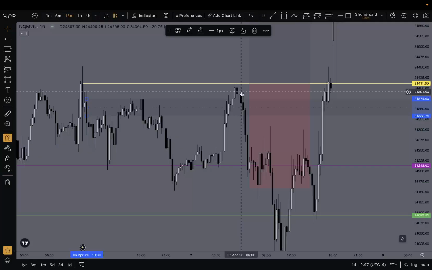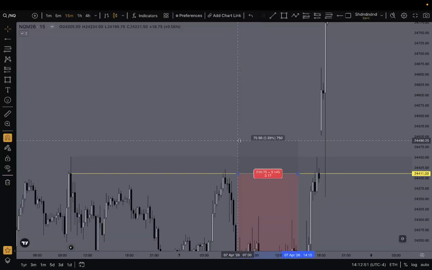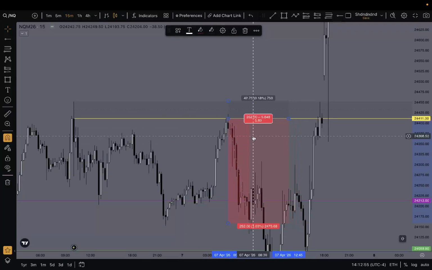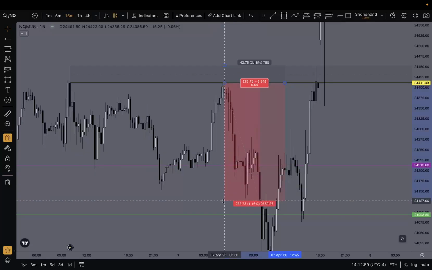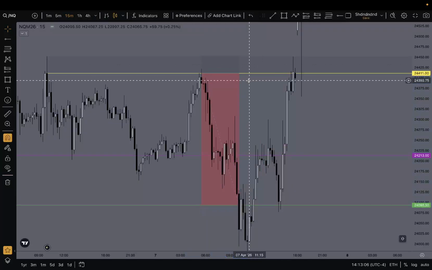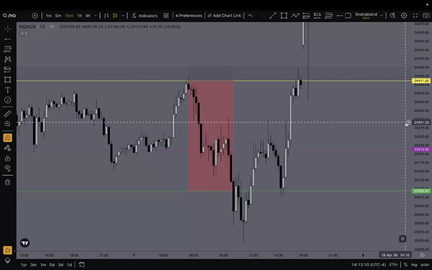Put your limit at the 10 a.m. open. Stop above the rejection block. Target midnight open or 18 open, and bang. And that's literally as simple as it is. That's all it is.